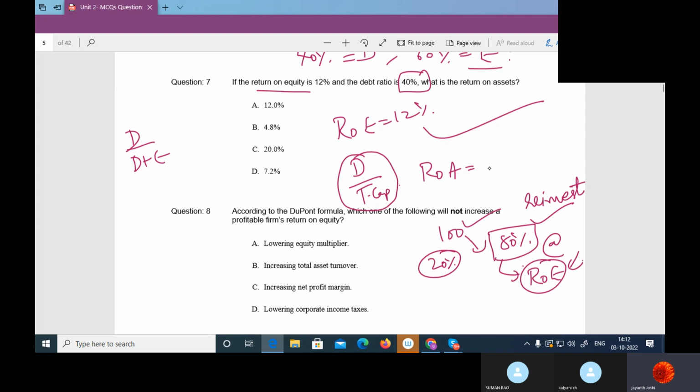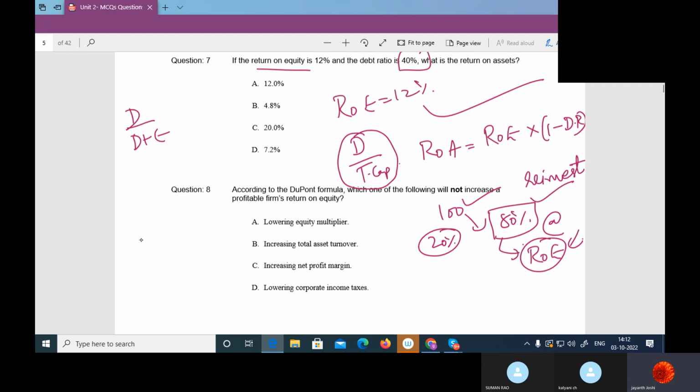Now if I have to give a formula to you, you can write down this special formula. Return on assets can also be found in this way: return on equity into 1 minus debt ratio. Just write it down. We'll prove this, don't worry. What is return on assets? Formula: net income by average total assets, or net income by total assets.